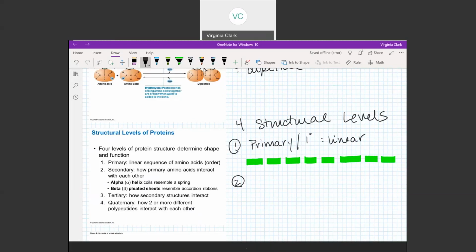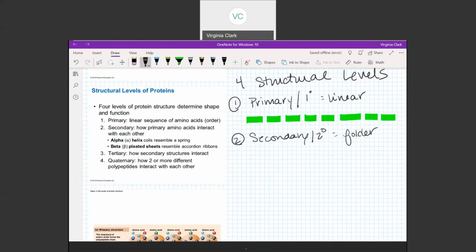The second type is going to be a secondary. And this is going to be a folded line. So with this secondary, it'll either be folded as something that is called an alpha helix, which is going to be a coil. You can fold this line, think about a string, you can fold it so it does this. It's coiled. Or you can fold it into something that's called a beta pleat or a beta sheet.